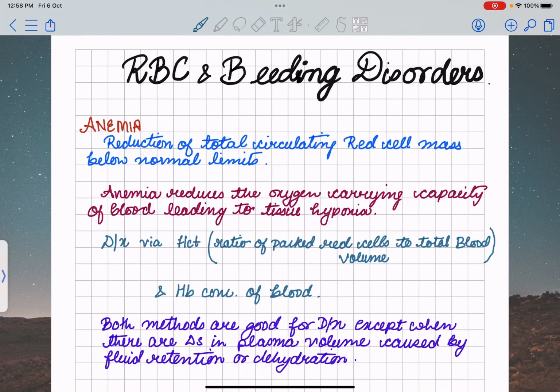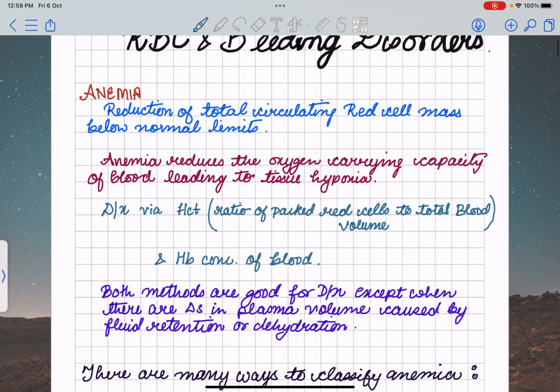RBC and bleeding disorder. So we will talk about anemia. What is anemia? Anemia is a condition in which there is reduced circulating red cell mass in the body. That's the definition of the Robbins. But the definition that your teachers will ask you in viva and will expect you to write in paper will be anemia refers to the reduced oxygen carrying capacity of the RBCs, leading to tissue hypoxia.